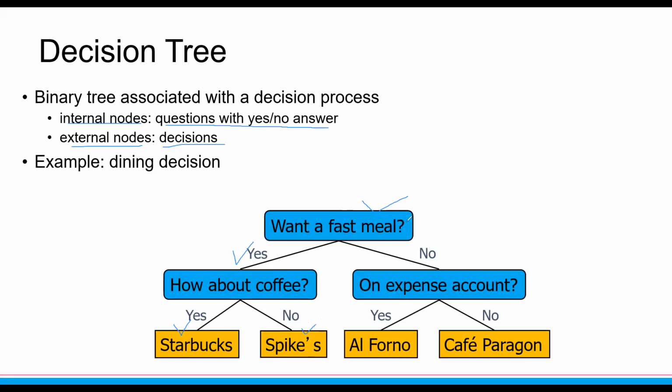If you don't want a fast meal, then the question is the expense account. It means you want to find something not so expensive. If it is not expensive, maybe there is one restaurant called Al Forno, which is not that expensive. But if you are on an expense account, then you can just go to Cafe Paragon, for example.